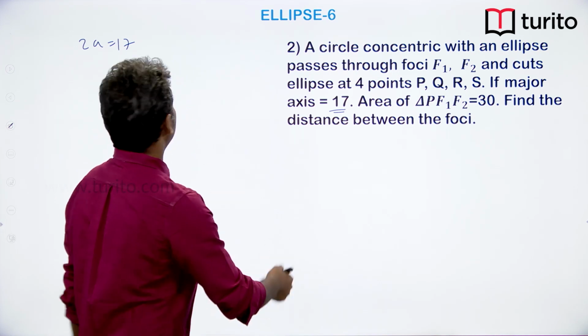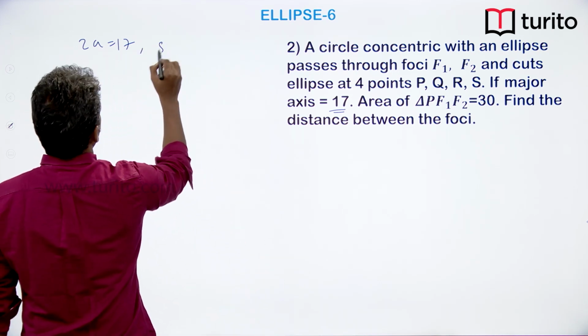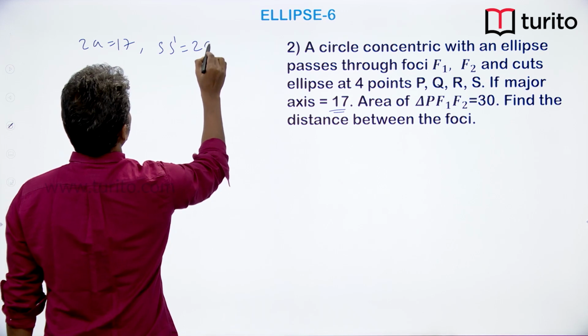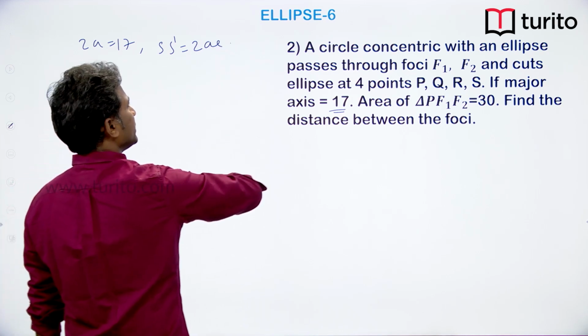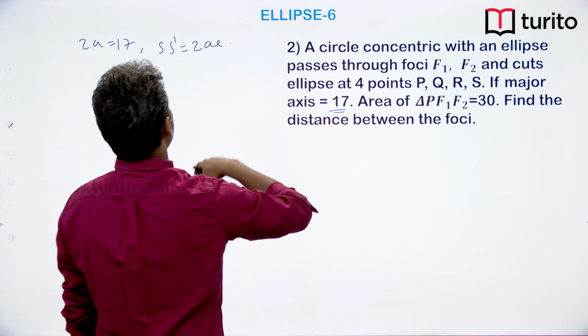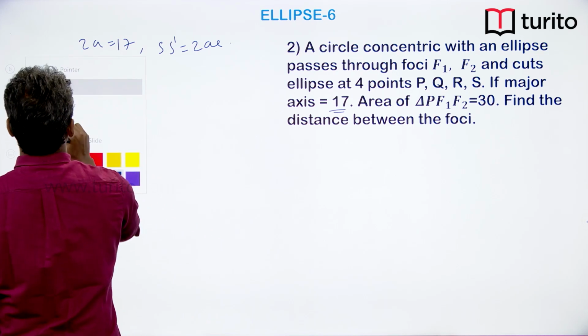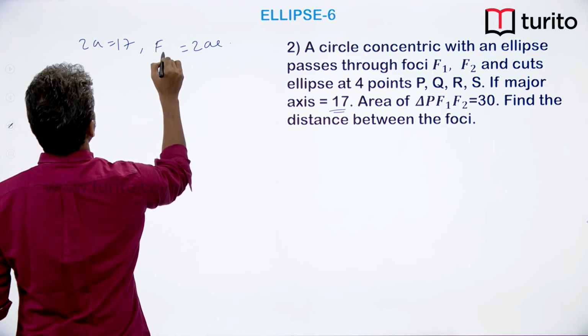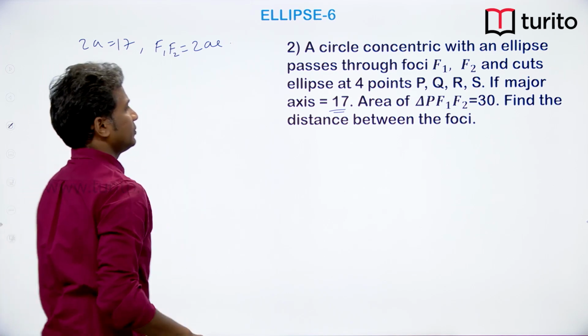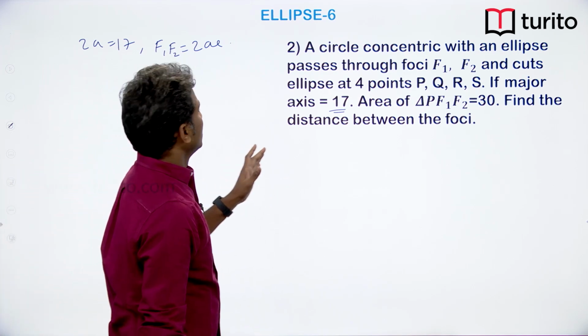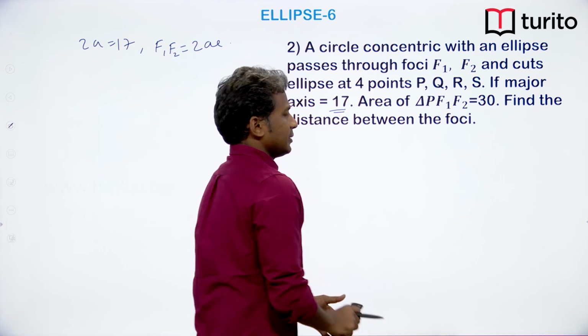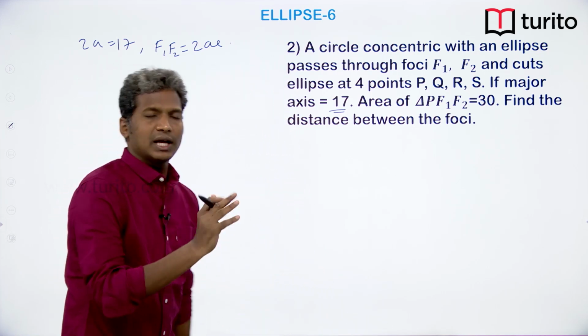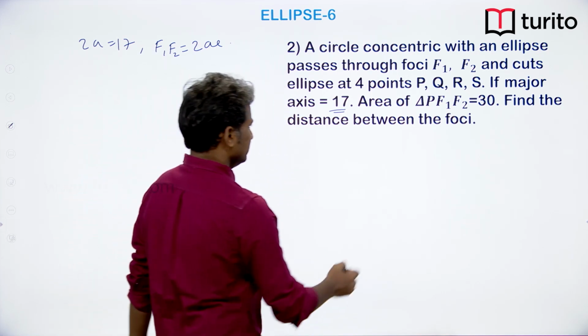So distance between foci is basically SS dash, that is going to be 2AE. So here F1, F2 are the foci. In the question it is given that F1, F2 are the foci, so let's use only the F1, F2 notation. Find the distance between the foci. So let me just draw the diagram and try to understand it.